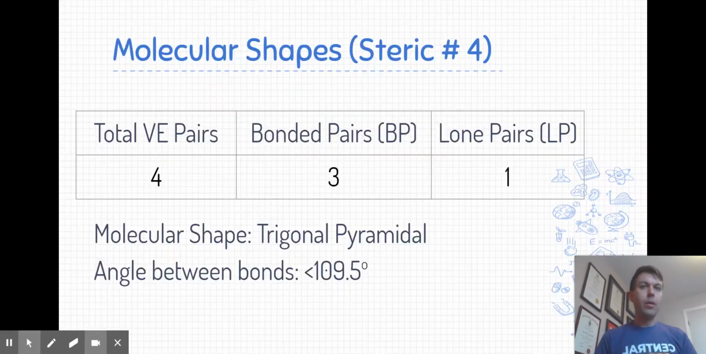spaced apart. When we have 4 pairs of electrons about the central atom, but one of those 4 pairs is a lone pair, the molecule itself takes on a pyramidal shape, where the base of that pyramid is a triangle. So it's trigonal pyramidal. The angle between those bonds is slightly below the 109.5 that we see in the tetrahedral, and that's because that lone pair is causing more repulsion and pushing those bonded pairs closer together.